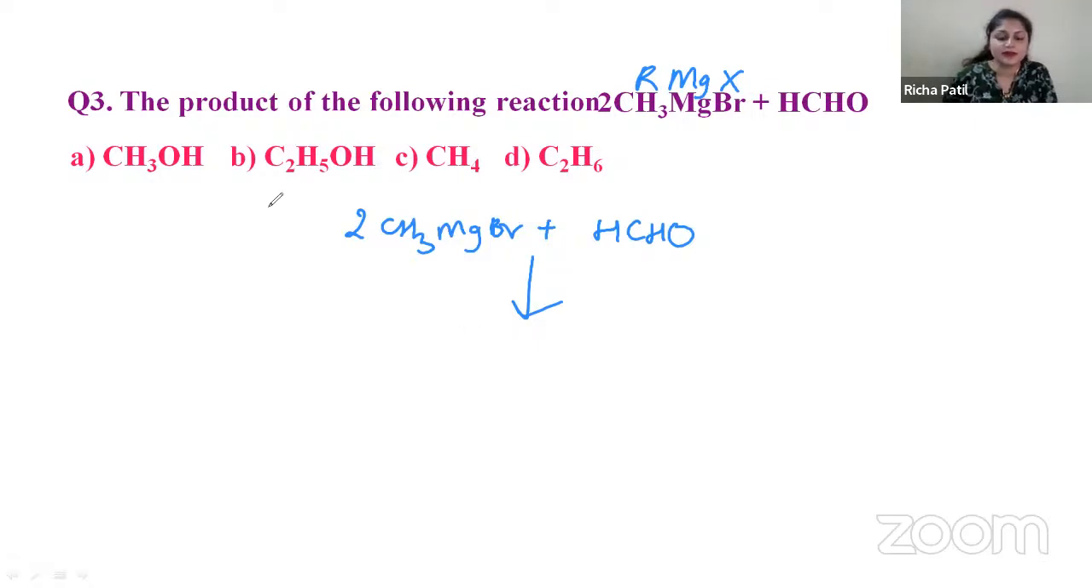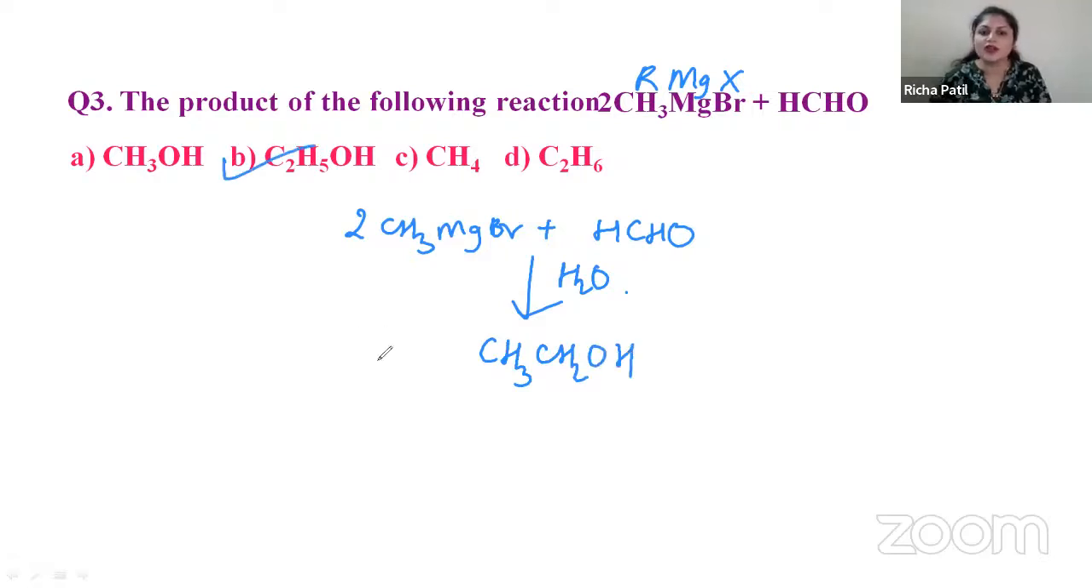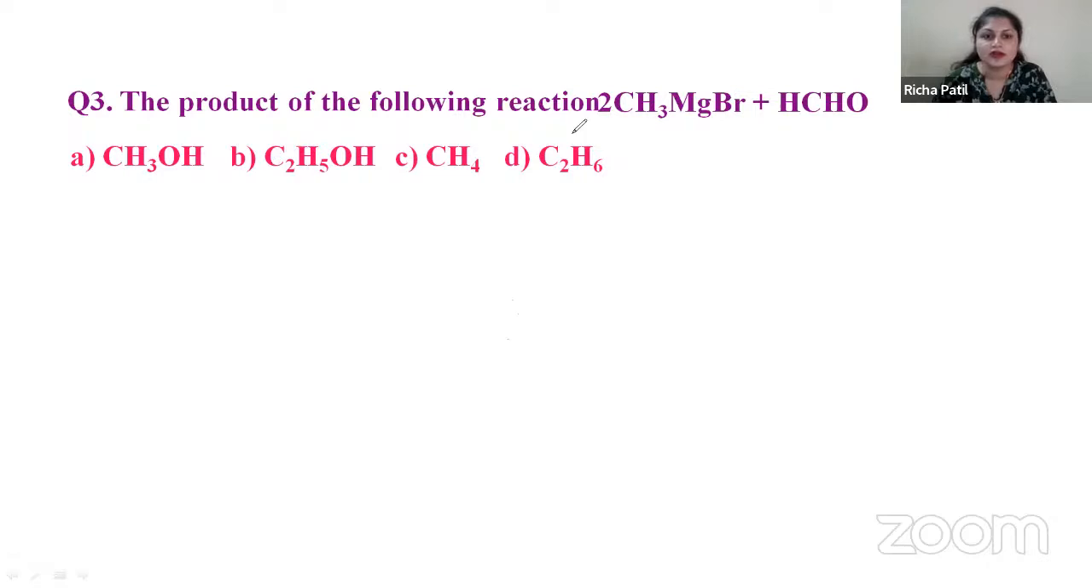So what is the answer? I'll write the reaction. In the presence of water, it will give CH3CH2OH. So the answer is ethyl alcohol. The product which is formed when you react RMgX with formaldehyde yields ethyl alcohol.